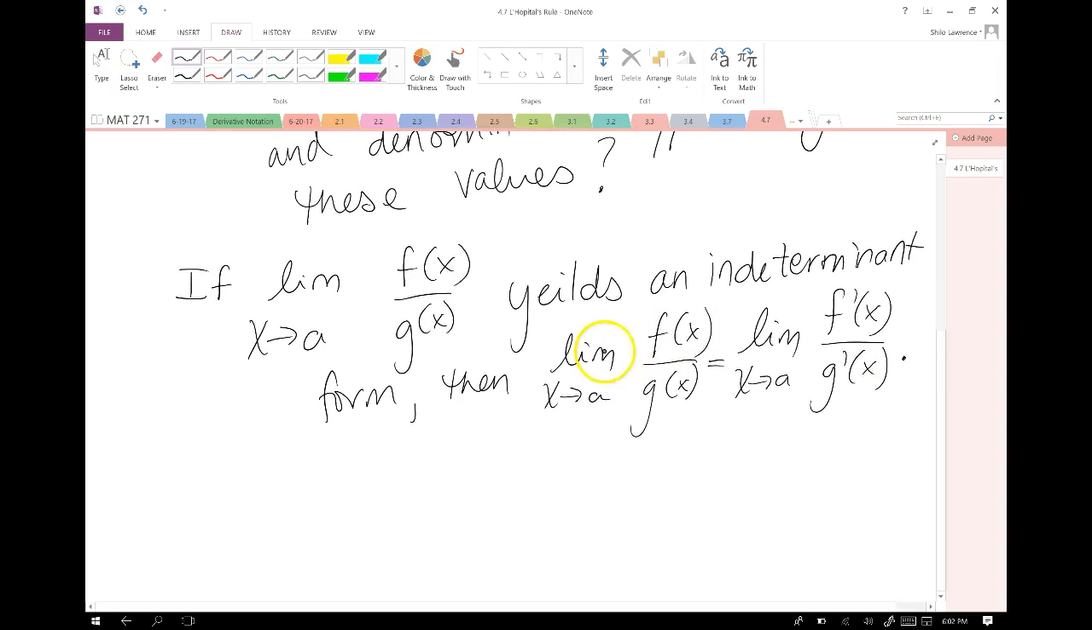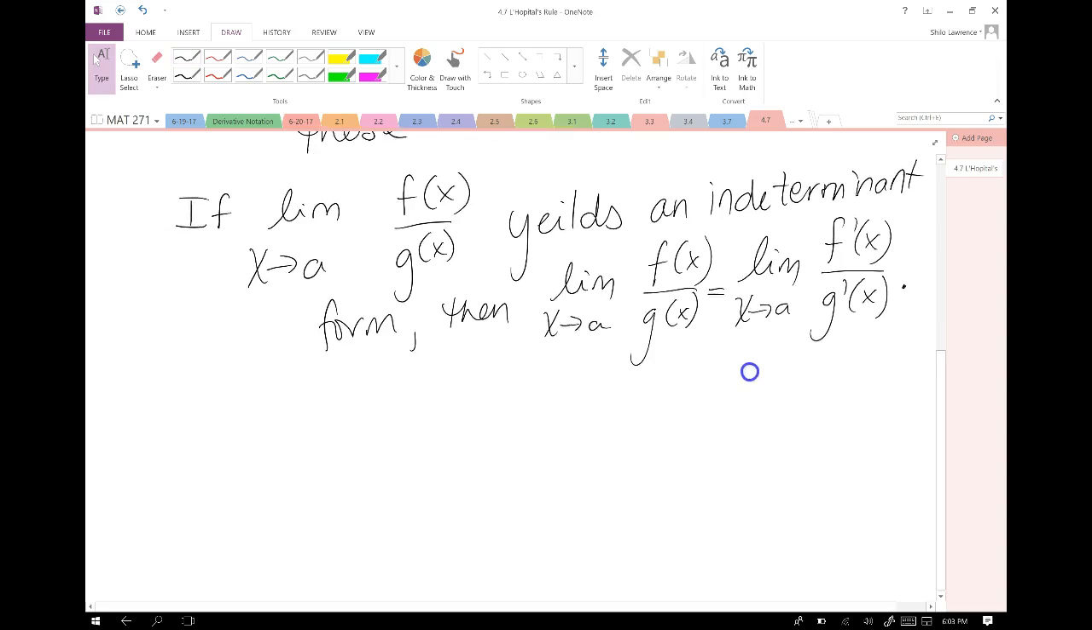If they're both approaching 0 or they're both approaching infinity, we need to see how quickly they're approaching. The one that's approaching quicker is really going to dictate what the limit is going to be. The quickness is evaluated based on the derivatives. And if f prime and g prime are still going to 0 or still going to infinity, we could take the derivative again. We can do this as many times as we need to, as long as we're still getting an indeterminate form.